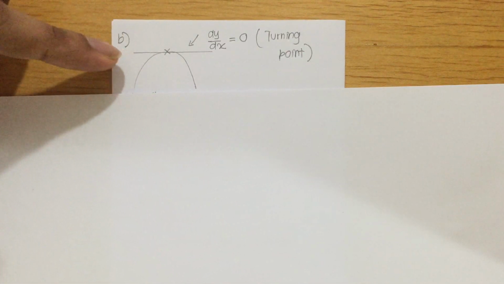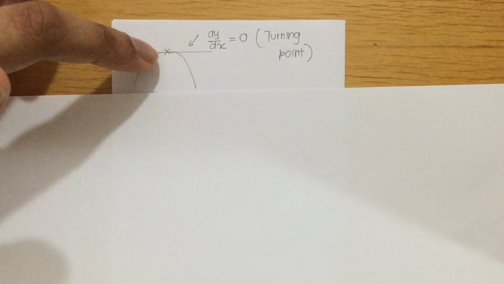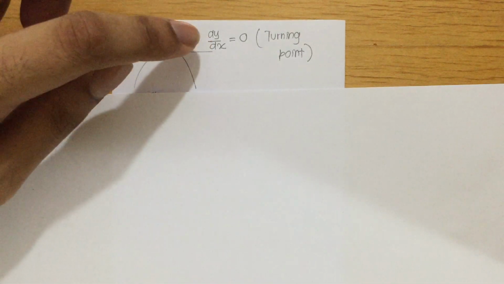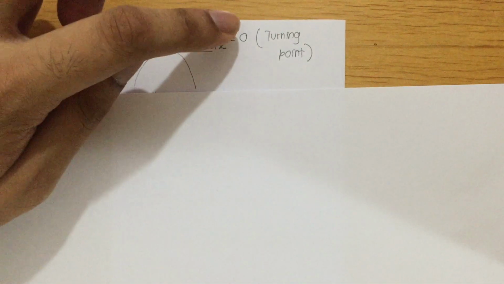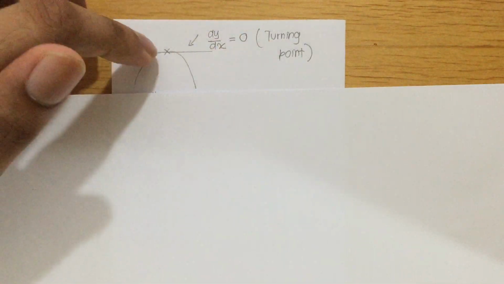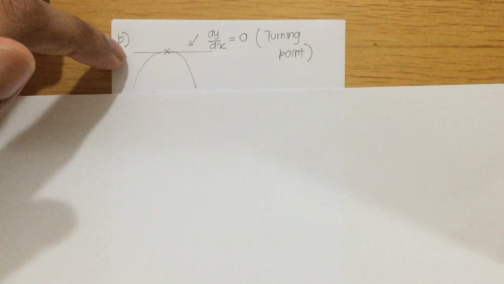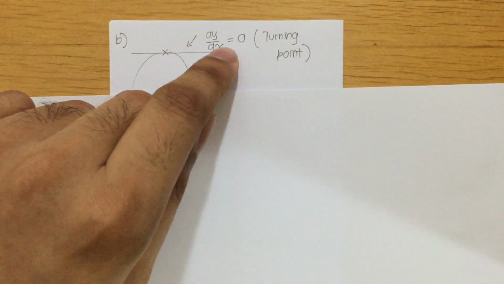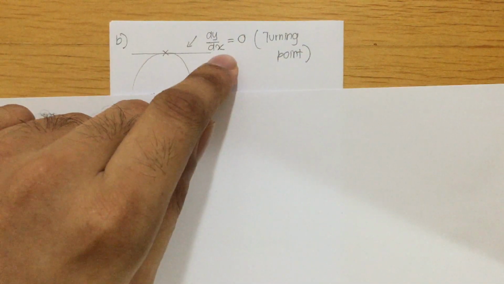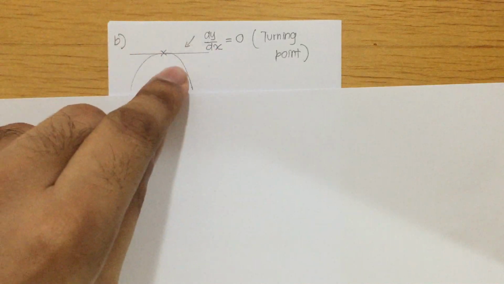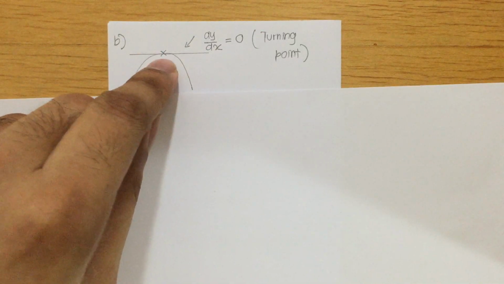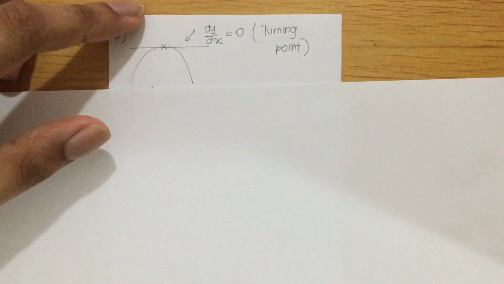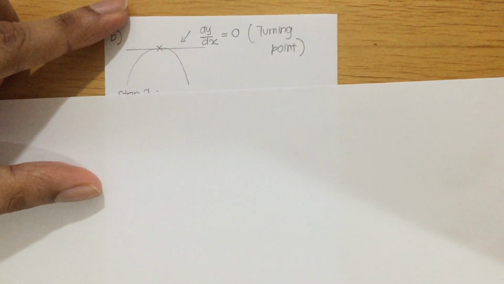So when your tangent is in the horizontal form, you can assume this is your dy dx equals 0, because it makes sense guys, this straight line has no gradient. Your gradient is 0, it's a flat line. So this is your dy dx equals 0. When your dy dx is 0, it's believed that this is your turning point. Your turning point occurs when your dy dx equals 0. Alright guys, this is the basic explanation.